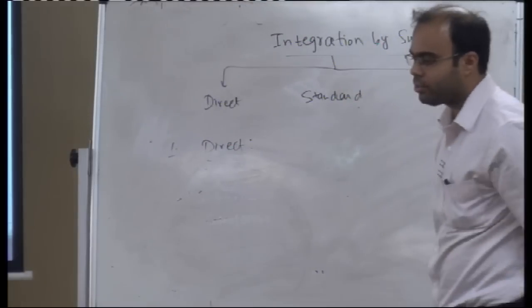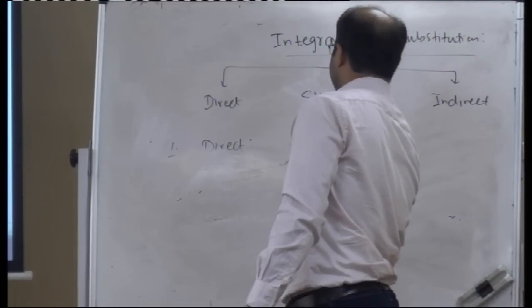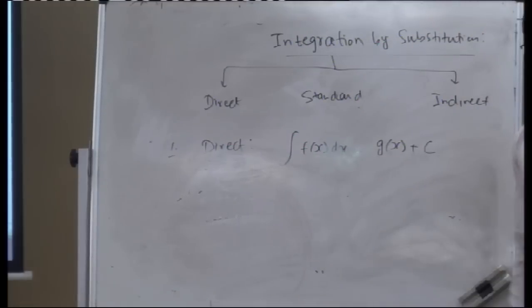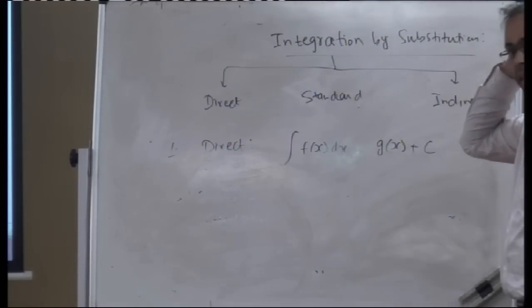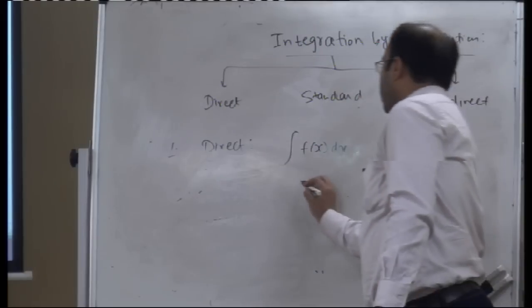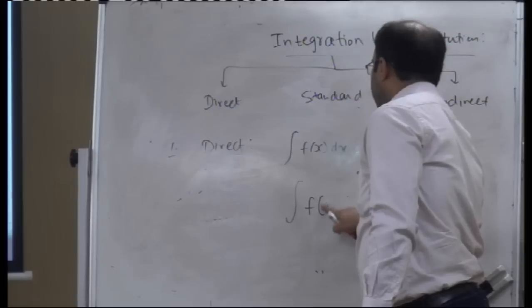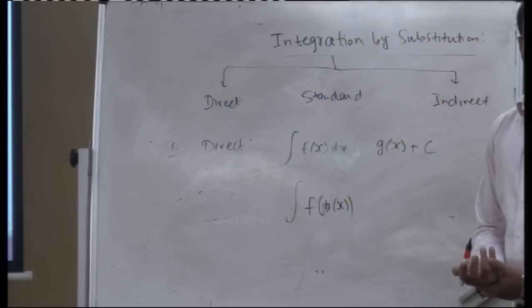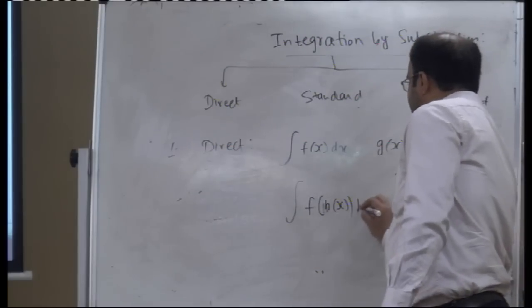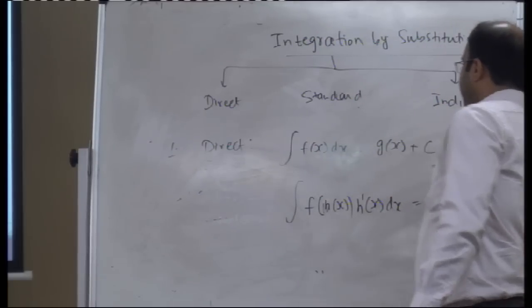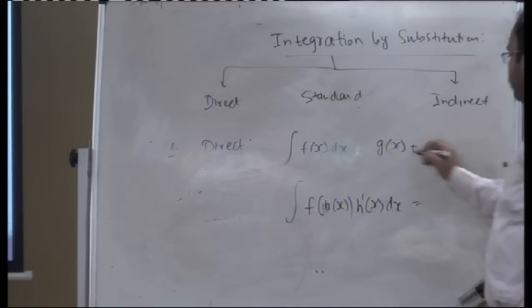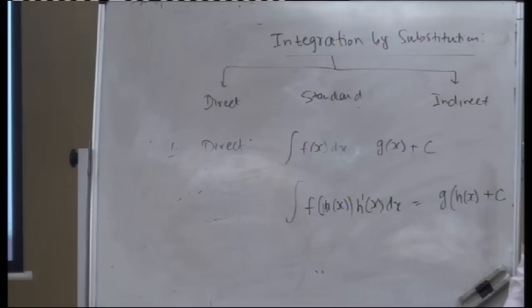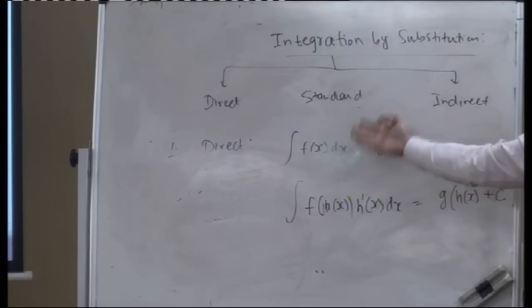In direct substitution, the integral of f(x) dx is given as g(x) plus c. If we come across a function of this sort, the integral of f of h(x), where instead of x we have a function h(x), and outside there is the derivative of h(x), then we have to integrate this. What we do is write it as g of h(x) plus c. If the question is in this form and we know the integration of it, we can write it like this.